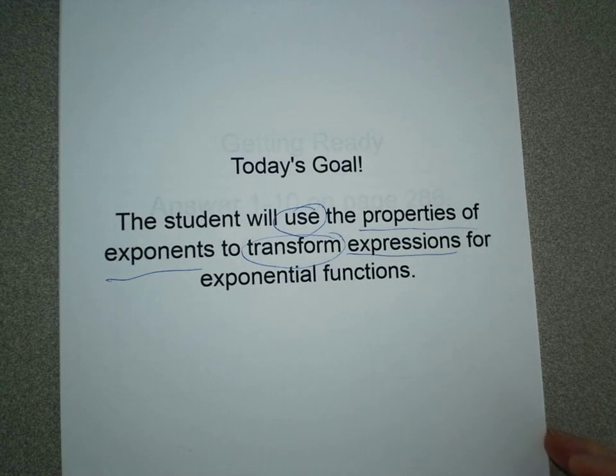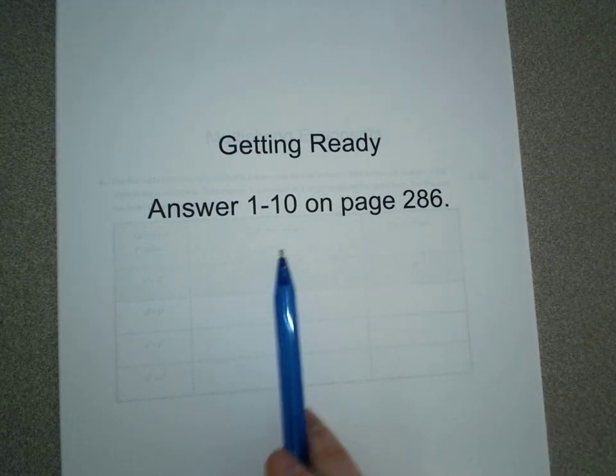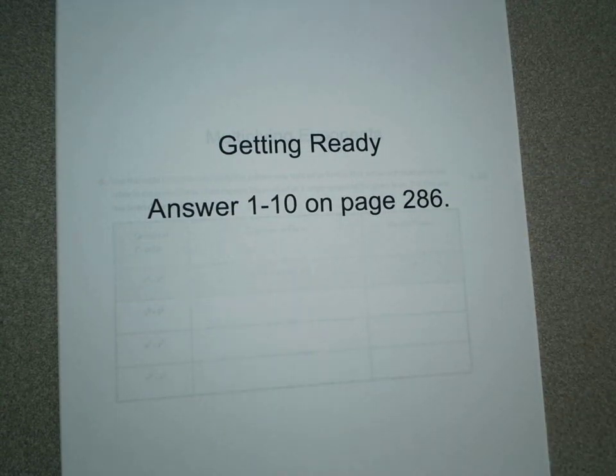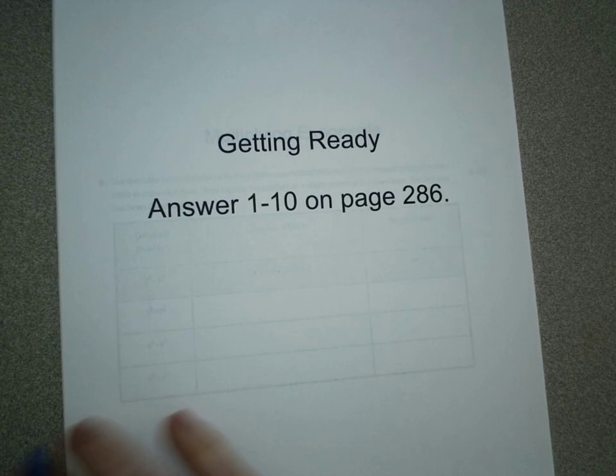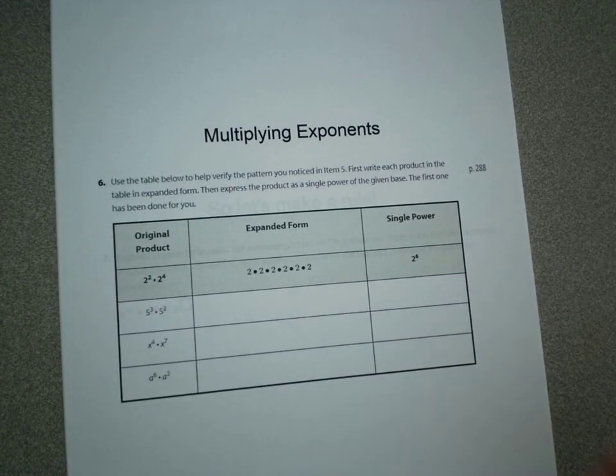Before we get started today, I want you to go to page 286 and work on questions 1 through 10. Make sure that you're good with them, that you understand them. If you have questions, contact your teacher and get those clarified before you move on with this lesson. Once you've completed that, I need you to turn to page 288 in your Springboard book.